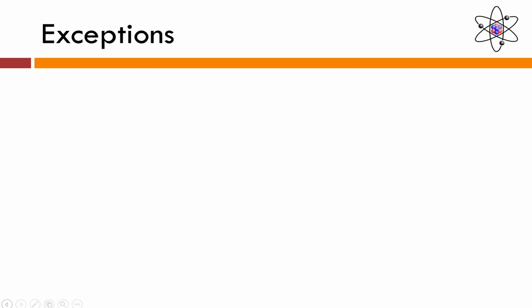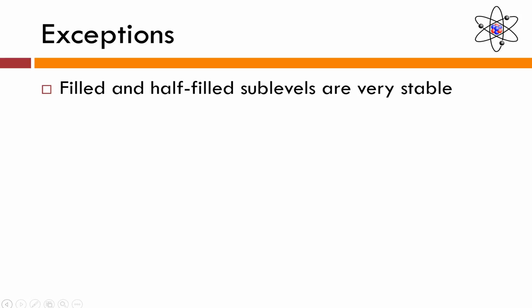I want to finish today's lesson by talking about some exceptions that we're going to see to Hund's rule. It turns out that filled and half-filled sublevels are very stable. What we mean by filled and half-filled sublevels is exactly what you'd probably expect. A half-filled sublevel has 1 electron in each orbital, and a completely filled sublevel has 2 electrons, spin paired of course, in each orbital. This is associated with stability, and when we say stability in chemistry, we're usually talking about low energy. Atoms want to have low energy.